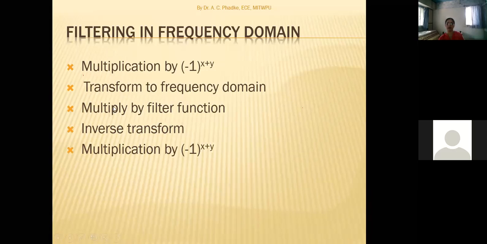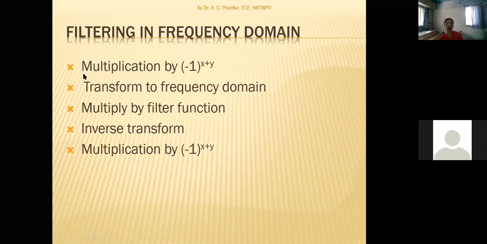So we perform application of the filter in frequency domain, that is multiplying the transform with the filter function. Then we apply the inverse transform to reconstruct the image, and again we multiply it by minus 1 raised to x plus y. So these middle three steps are very important. First, transform the image to frequency domain, multiply it by the filter function, and then take the inverse transform to display the enhanced image in the original image domain or original image space.